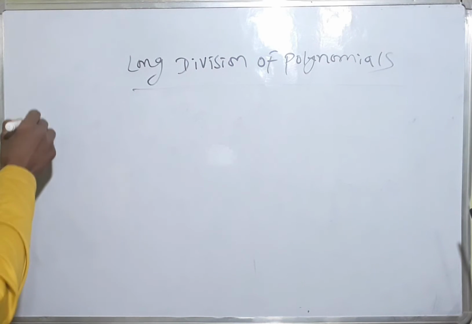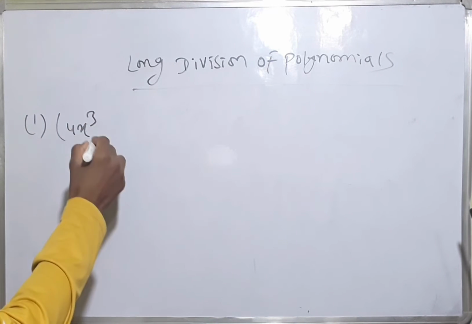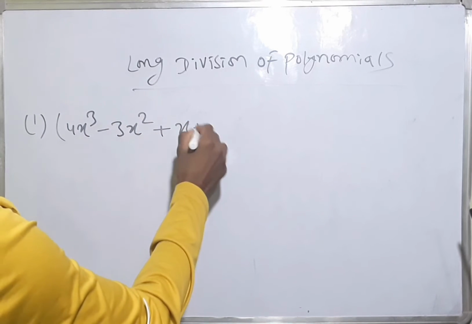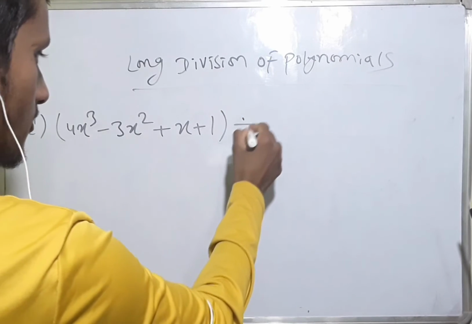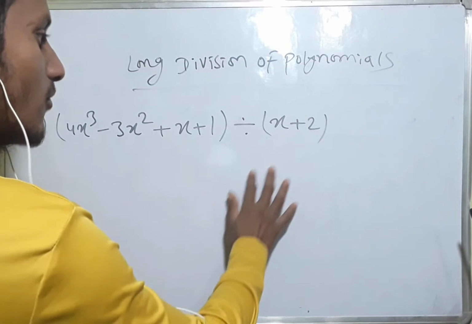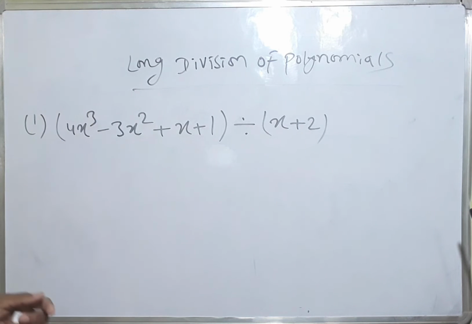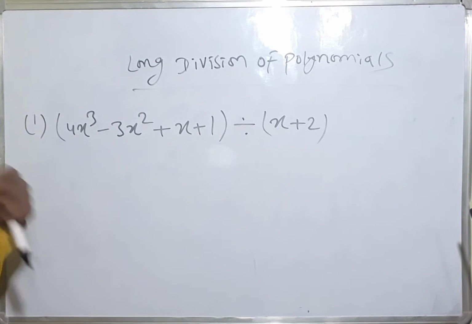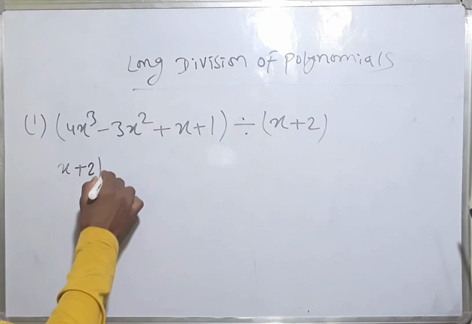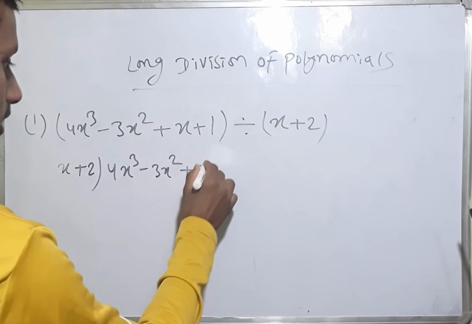Let's start off with our first problem. What do you have here? We have 4x cubed minus 3x squared plus x plus 1, divided by another polynomial, which is x plus 2. This is a polynomial of first degree, also known as a linear polynomial, and this is a cubic polynomial. We are dividing those, so let's write x plus 2 and then 4x cubed minus 3x squared plus x plus 1.